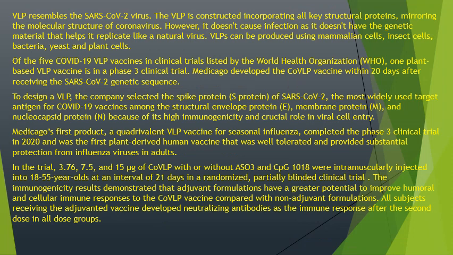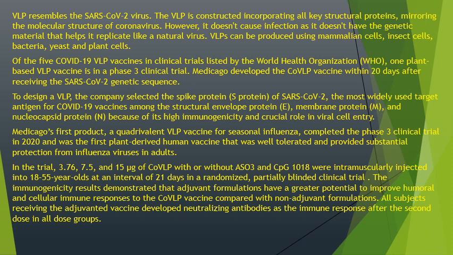VLP, or virus-like protein, resembles the SARS-CoV-2 virus. The VLP is constructed incorporating all key structural proteins, mirroring the molecular structure of coronavirus. However, it doesn't cause infection as it doesn't have the genetic material within it, and it doesn't replicate like a natural virus. VLPs can be produced using mammalian cells, insect cells, bacteria, yeast or plant cells.